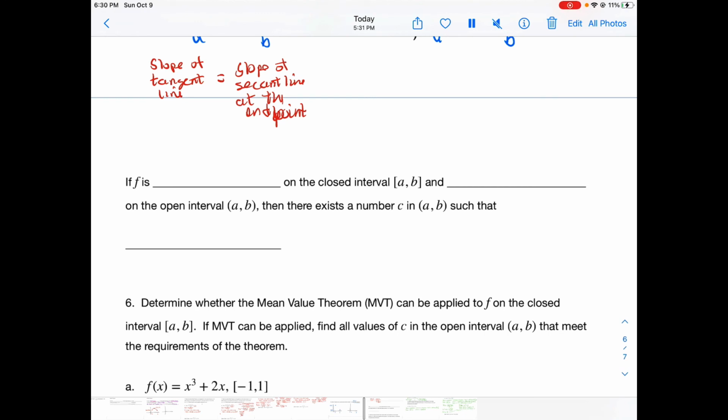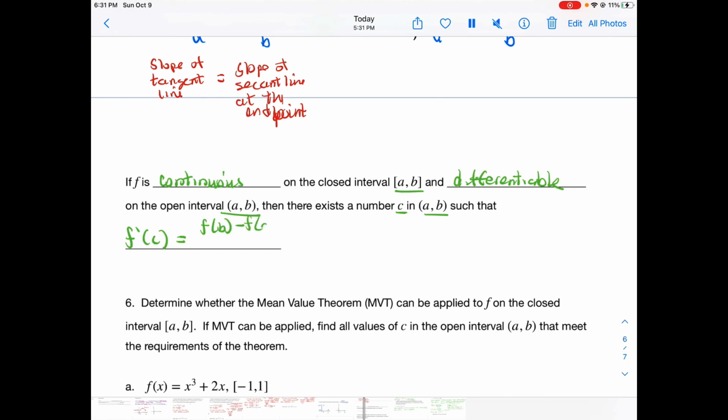So this is the mean value theorem. If f is continuous on the closed interval from a to b, and differentiable on the open interval from a to b, there exists a number c on the open interval such that the slope of the tangent line, and what's our calculus notation for slope of tangent line? That's the derivative at c, equals the slope of our secant line. That's the change in y, so f of b minus f of a, divided by our change in x's, b minus a. So again, that's all the mean value theorem. If you have a continuous differentiable function, there exists some c in the interval from a to b such that the slope of the secant line equals the slope of the tangent line.